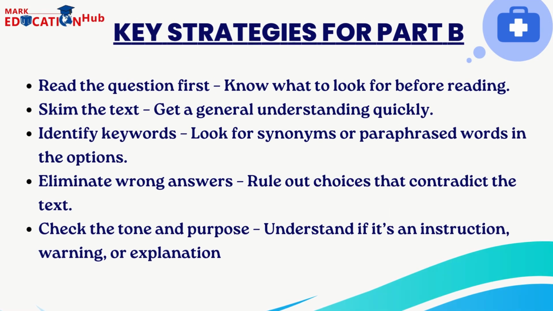To ace OET Reading Part B, start by reading the question first. This helps you focus on what to find in the text. Skim quickly to grasp the main idea, then spot keywords and their synonyms in the answer choices. Use elimination to rule out incorrect options, especially those that contradict the text. Finally, pay attention to tone and purpose. Is it giving instructions, issuing a warning, or explaining something? Mastering these strategies will help you choose the right answer with confidence.